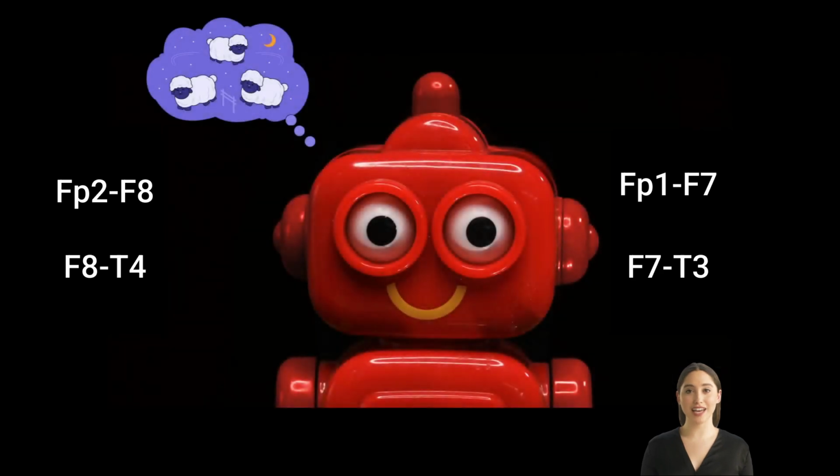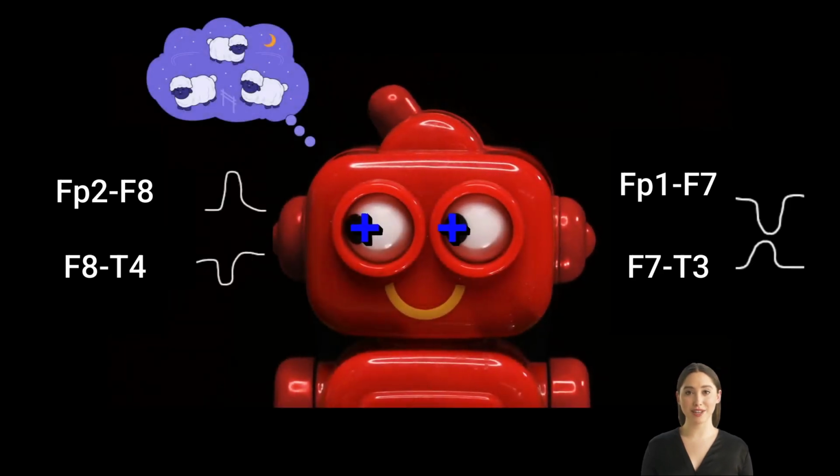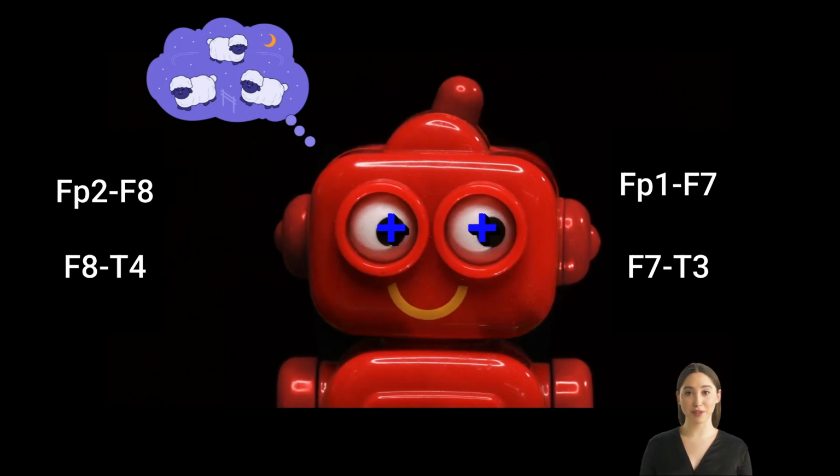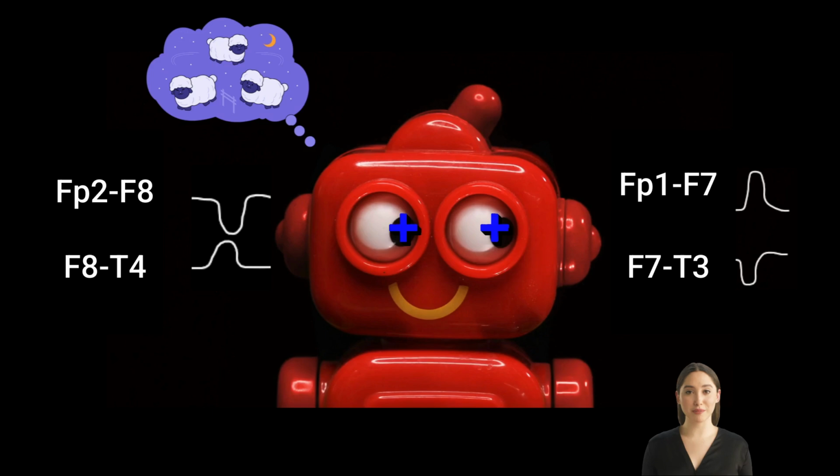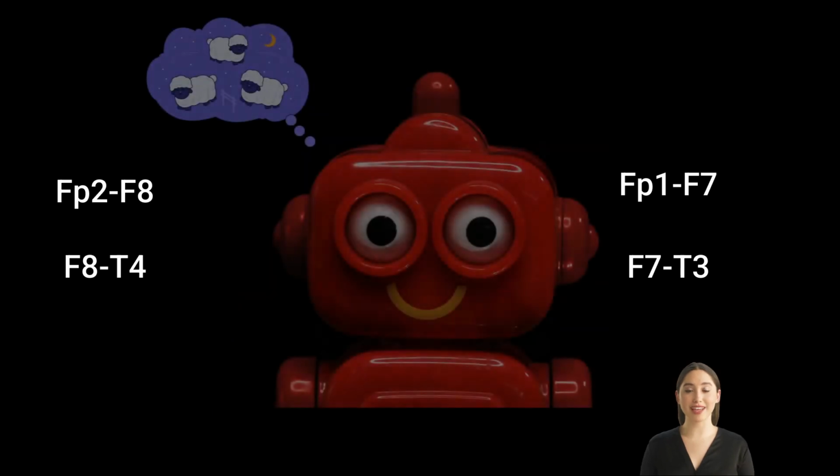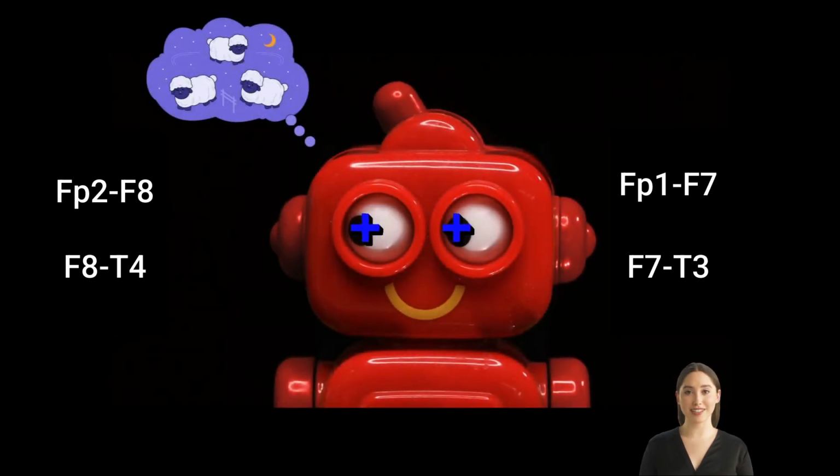The polarity of the eye movement artifacts across the hemispheres is out of phase. For example, while the F7 electrode records a positive voltage, at the same moment in time, the F8 electrode records a negative voltage.